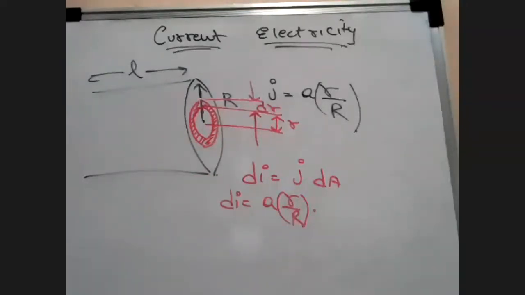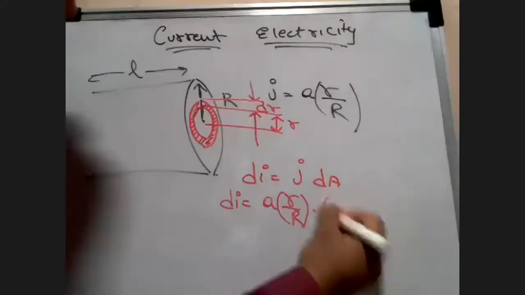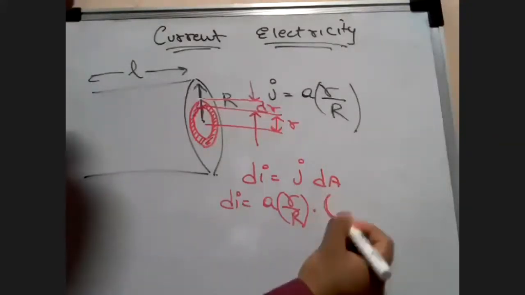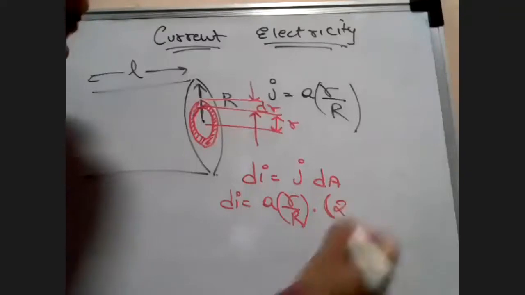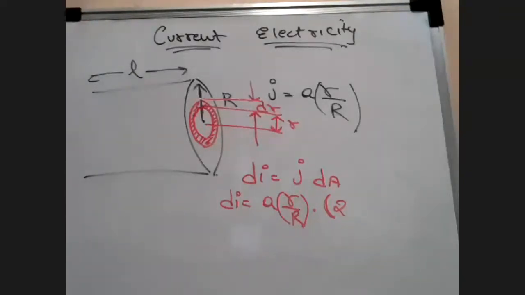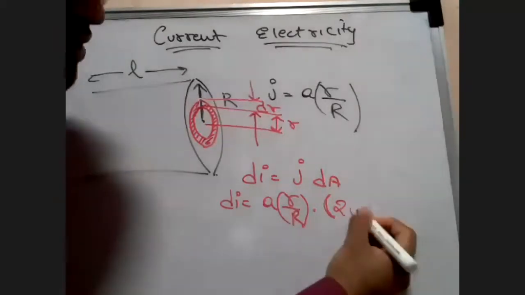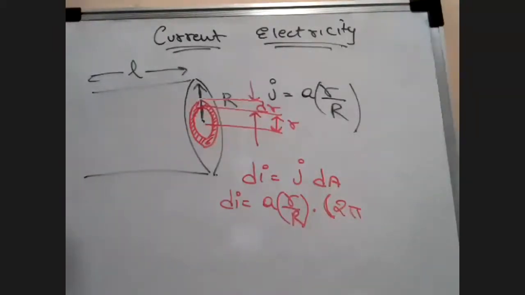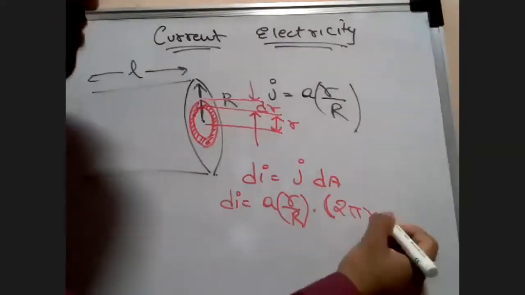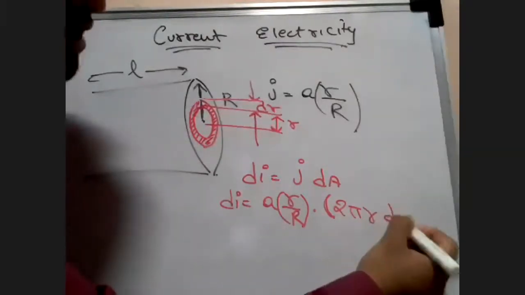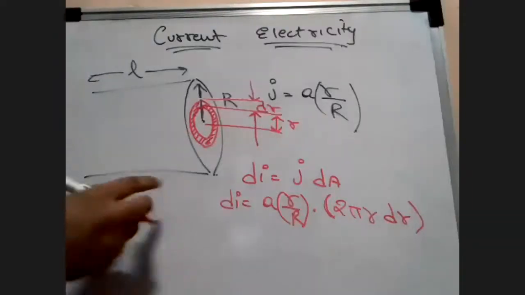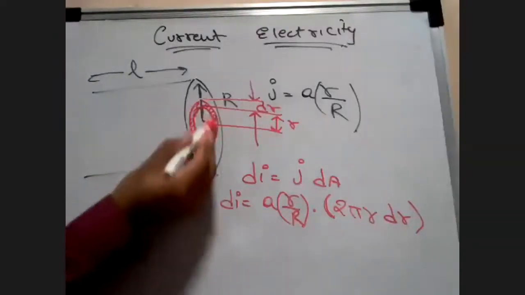What is the area of the ring here? Can you all tell me? Circumference into thickness of the ring, not pi r square. For the ring, 2 pi r into height, 2 pi r dr. But which r, capital R or small r? Small r. 2 pi r into dr. Okay, so that way I get the area of this entire ring.